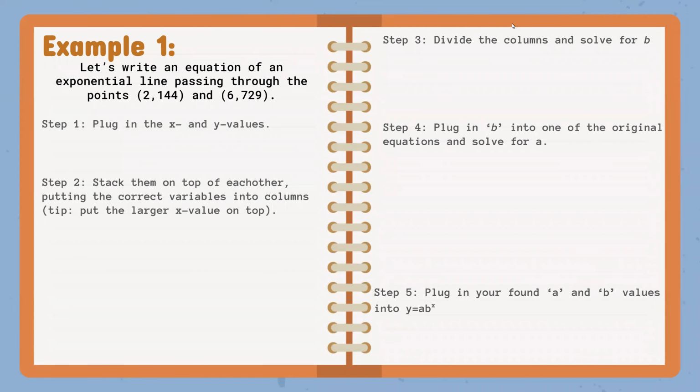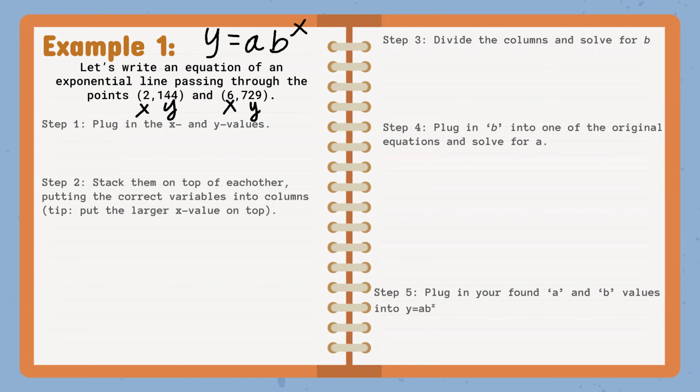Let's try an example. Let's write an equation of an exponential line passing through the points (2, 144) and (6, 729). Let's go through these steps together. First, you want to plug in the x and y values. We know our exponential equation is y = ab^x. This is an x and a y value, that's our coordinate pair, so I'm going to plug these values into the equation for x and y.